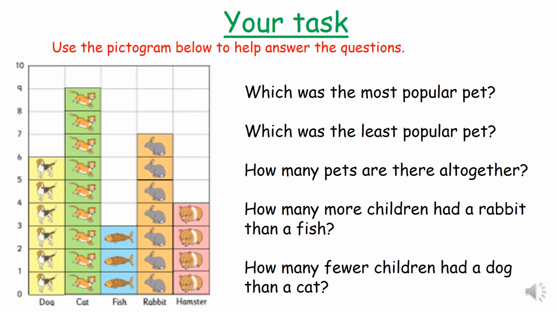Your task today is you're going to use the pictogram here to help you answer some questions. This pictogram shows us information about children's pets. So the questions that you need to work out using the pictogram are: which was the most popular pet? Which was the least popular pet? How many pets are there all together? How many more children had a rabbit than a fish? How many fewer children had a dog than a cat?